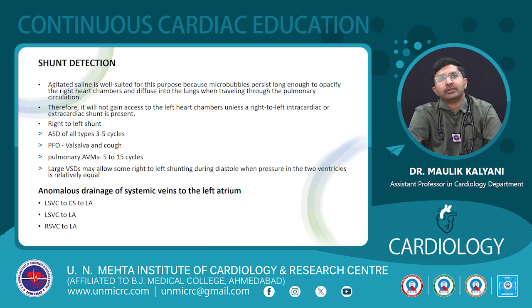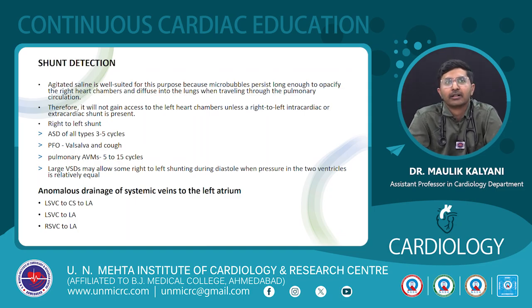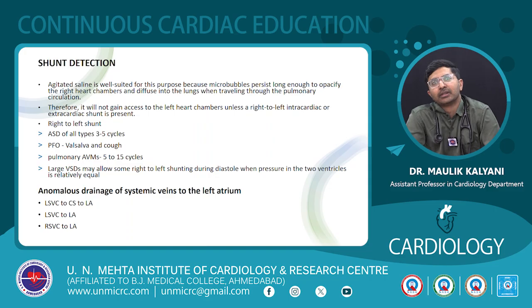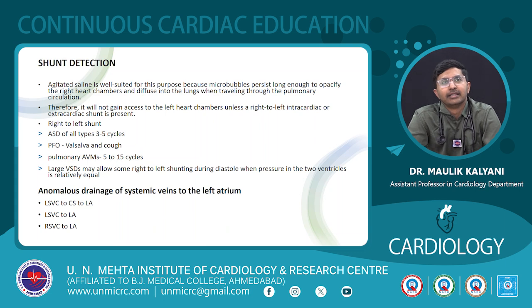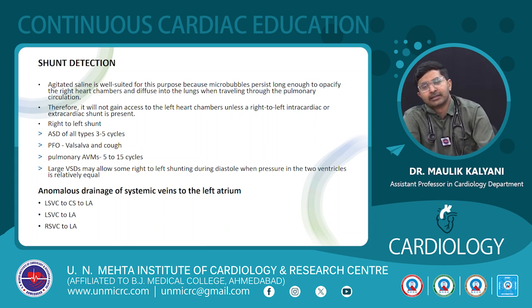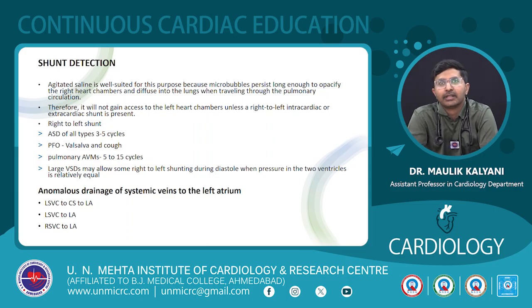These are the common uses for contrast. Agitated saline is suited for this purpose because the microbubbles persist to opacify the right heart chambers and any shunt lesion like ASD, PFO, pulmonary AV fistula, etc. But it will not gain access to the left chambers, as we have discussed, because it cannot traverse the pulmonary circulation because the bubbles are larger than RBC size. The capillaries are of very small size.